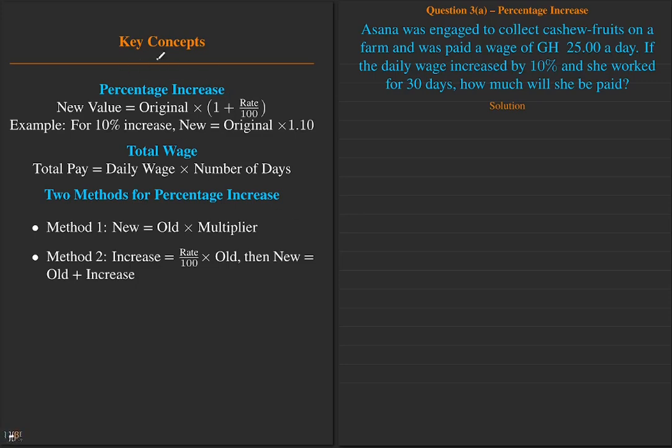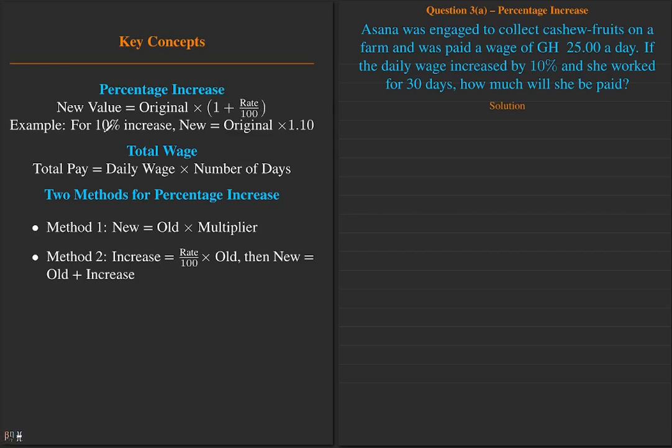So in talk of percentage increase, you have an original value, right? And you want to increase it by a particular percentage. If we are given that percentage and we want the new value, then we say the new value after the increase is the original value times 1 plus the rate at which you are increasing it.